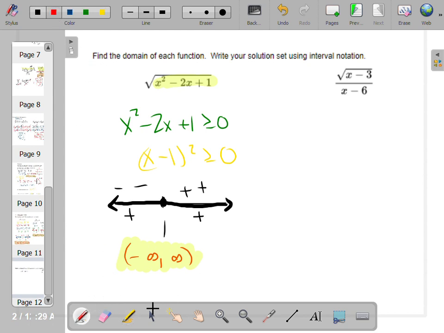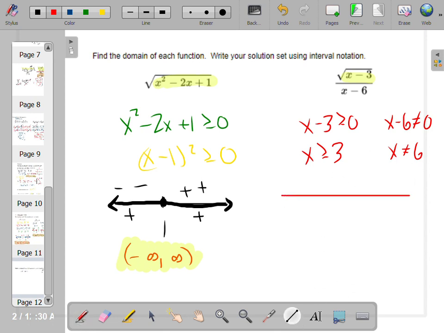Last one, set the radicand greater than or equal to 0. And set the denominator equal to 0 and say, hey, x can't be 6 because that breaks the function. So we have to plug in positives to the square roots because you can't square root a negative, and we can't divide by 0. So x is greater than or equal to 3, and x does not equal 6. So 3 and 6. 3 works. You can take the square root of 0. 3 works. 6 does not work.